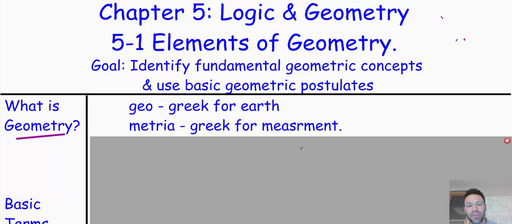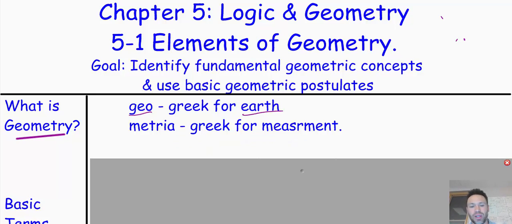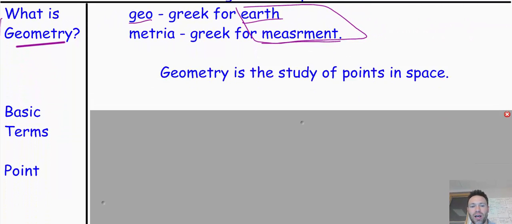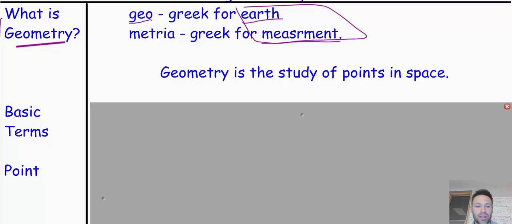What is geometry? Geometry, if you break down the Greek, geo is for earth, and metria is measurement. So when we talk about geometry, we're literally talking about measurement of the earth. Next thing, basic terms that we need to understand. Before we get into basic terms, also understand that geometry is basically the study of points in space. That's all it is. Just the study of points in space.